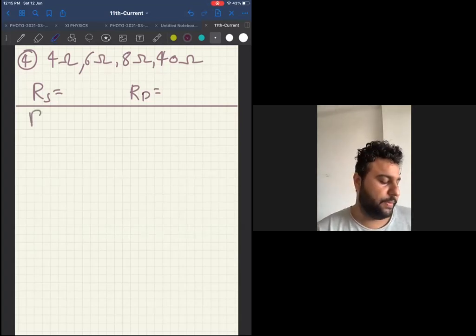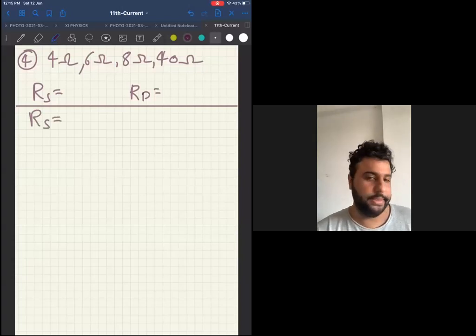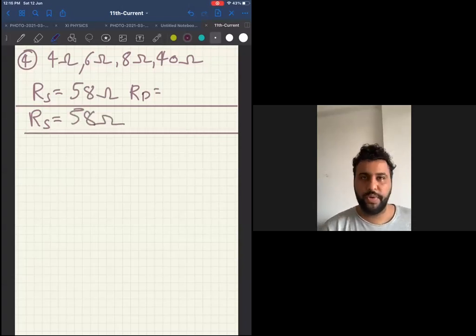Now I'll not write the formula. I'll directly tell you RS is equal to 58 ohm. Tell me if I need to elaborate on this or whether you know it. I am not putting the formula. I'm assuming you can do that addition and give me the answer as 58. What we will do is we will do 1 by RP.